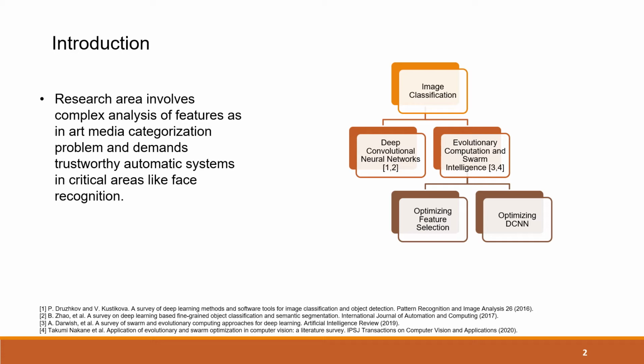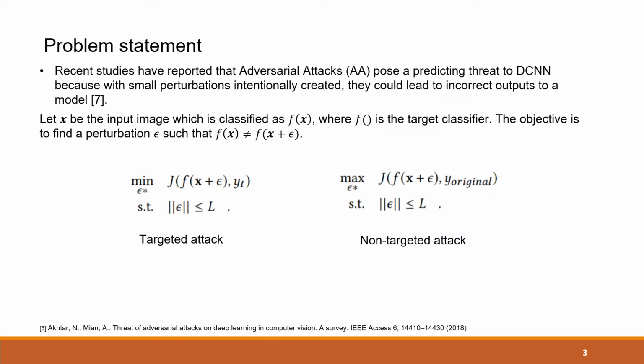Deep learning with deep convolutional neural networks has been among the most popular and successful methods for solving image classification problems. Evolutionary computation and swarm intelligence have mainly contributed in two manners: optimizing feature selection and optimizing DCNN architectures. However, recent studies have reported that adversarial attacks are a severe threat to DCNNs because with a small, intentionally created perturbation, they could manipulate the output from a model.